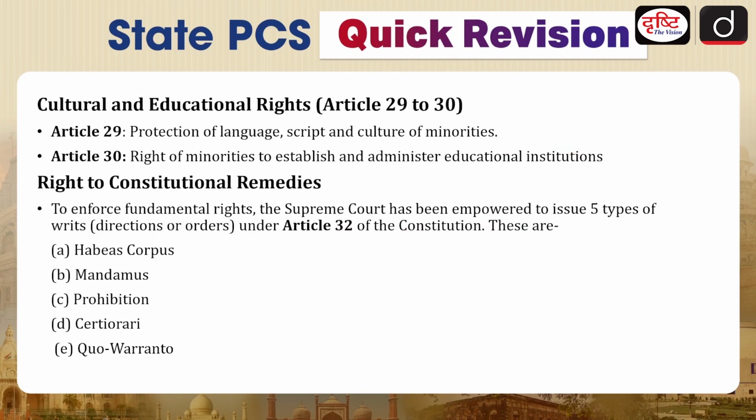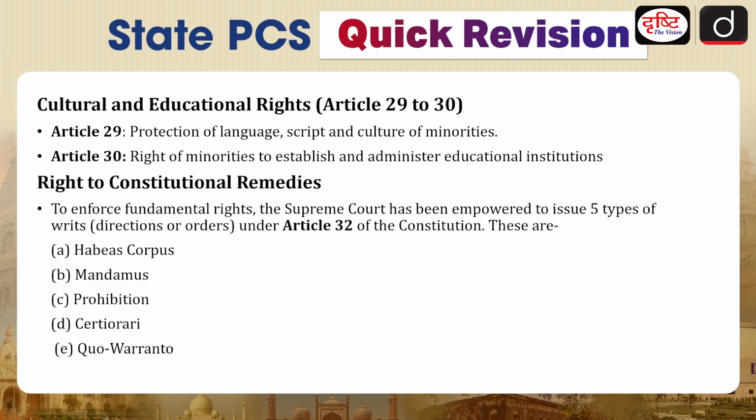Then moving further, Articles 29 and 30 talk about cultural and educational rights. Article 29 says protection of language, script, and the culture of minorities. And Article 30 is talking about the right of minorities to establish and administer educational institutions.